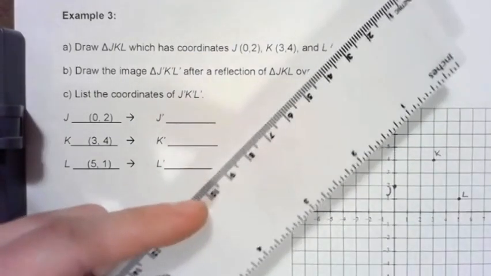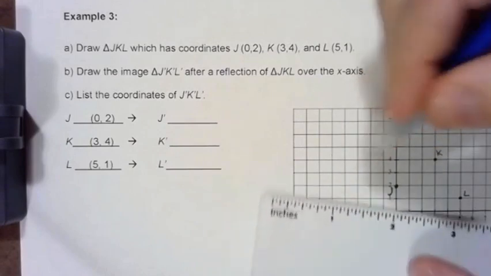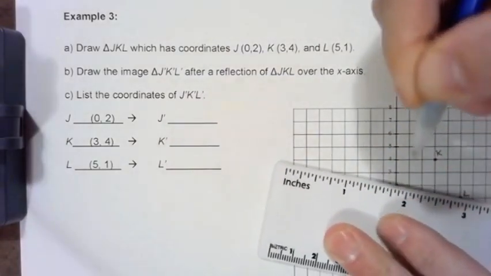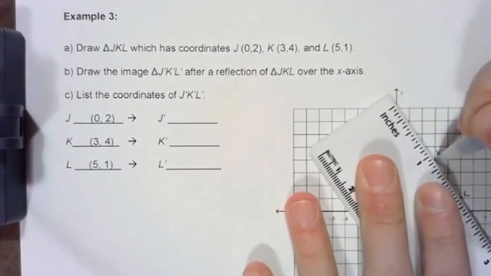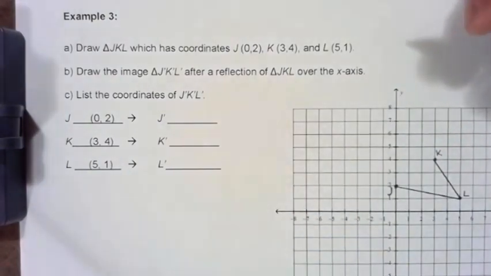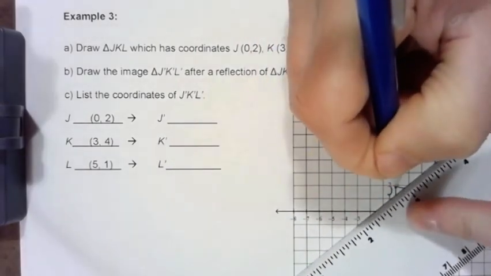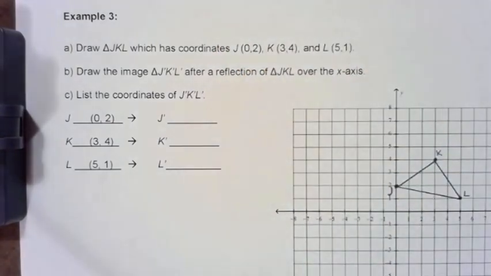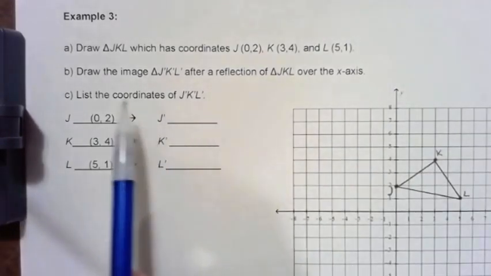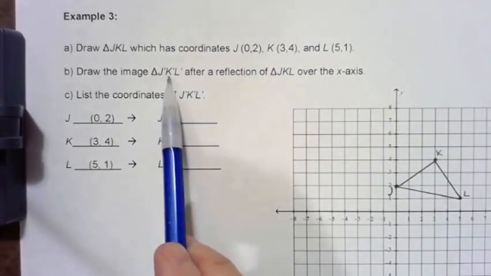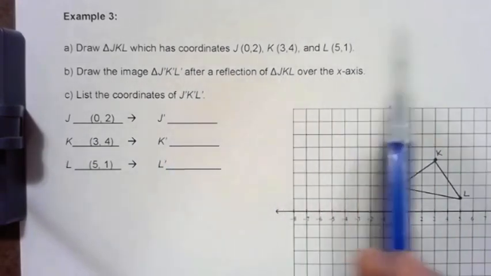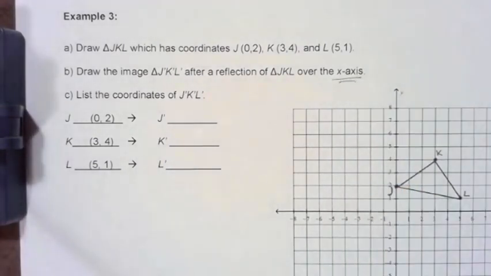And use your ruler to connect those. There's J to L. There's K to L. And J to K. And there's our triangle JKL. Great. What we're going to do with triangle JKL, we're going to draw the image J prime, K prime, L prime, which is going to be a reflection of our original triangle JKL over the x-axis.